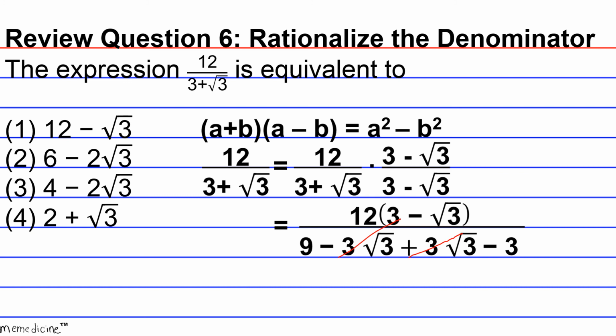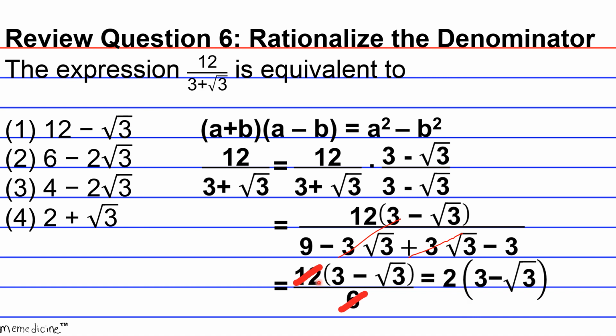If we combine 9 and negative 3, or 9 minus 3, we get 6 in the denominator. But we also realize that the 6 can cancel with 12, since 6 factors into 6 one time and into 12 twice. So we end up with 2 times 3 minus radical 3, and if we distribute the 2, we wind up with a final answer of 6 minus 2 radical 3, and we see that that's answer choice 2.